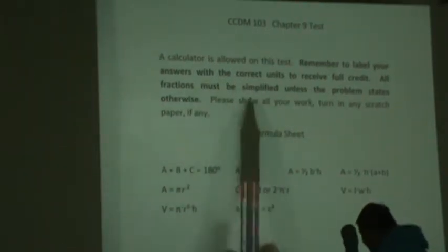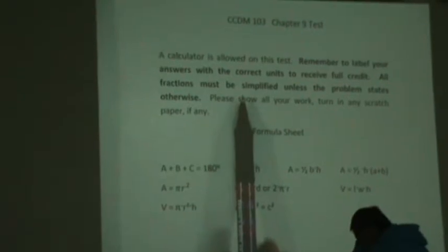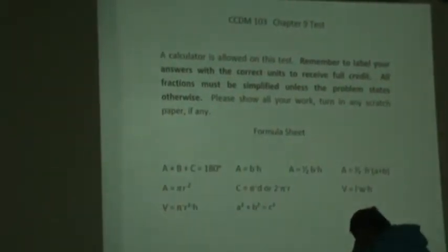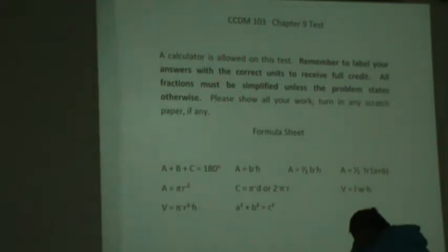And all fractions must be simplified unless the problem states otherwise. Show all your work. Not all the multiplication, but show what you multiplied. That way if you get it wrong, I can tell you what part you messed up on. If you have everything written down right, and you just put it in the calculator wrong, I'll give you half credit for having the right work written down, okay?